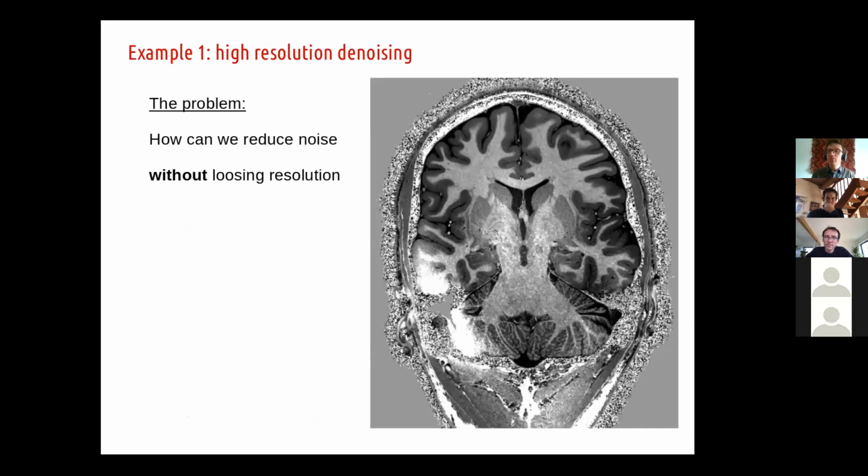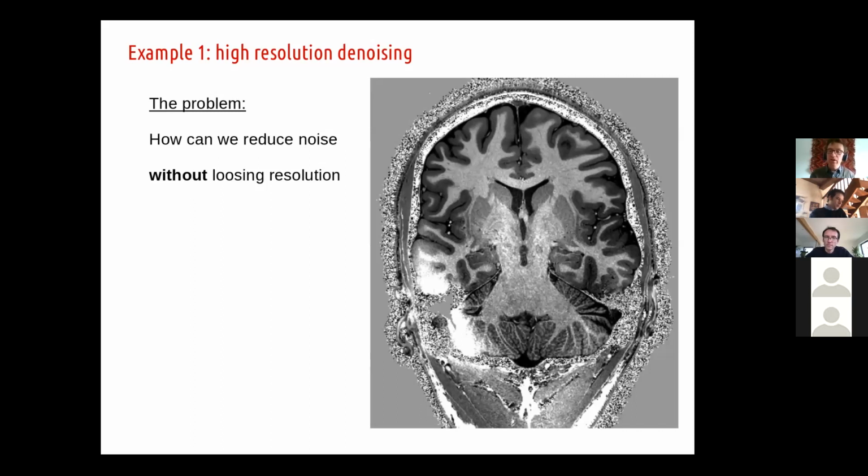So the first one I wanted to bring is interesting because it's a very basic image processing problem. You have an image, you want to denoise it. Simple. But we don't want to lose resolution, because in this case it's a 0.5 millimeter resolution image of the brain, which takes a lot of time and a lot of effort to acquire.